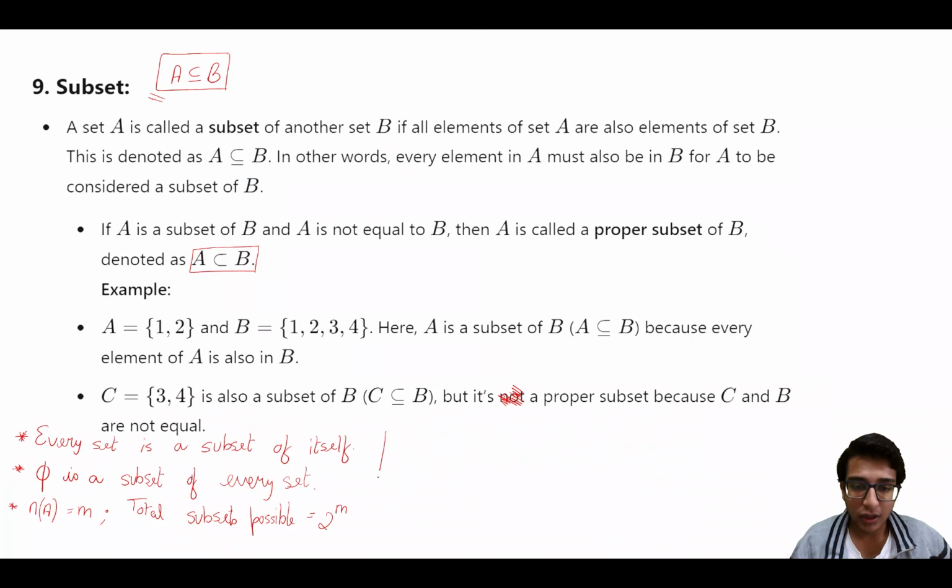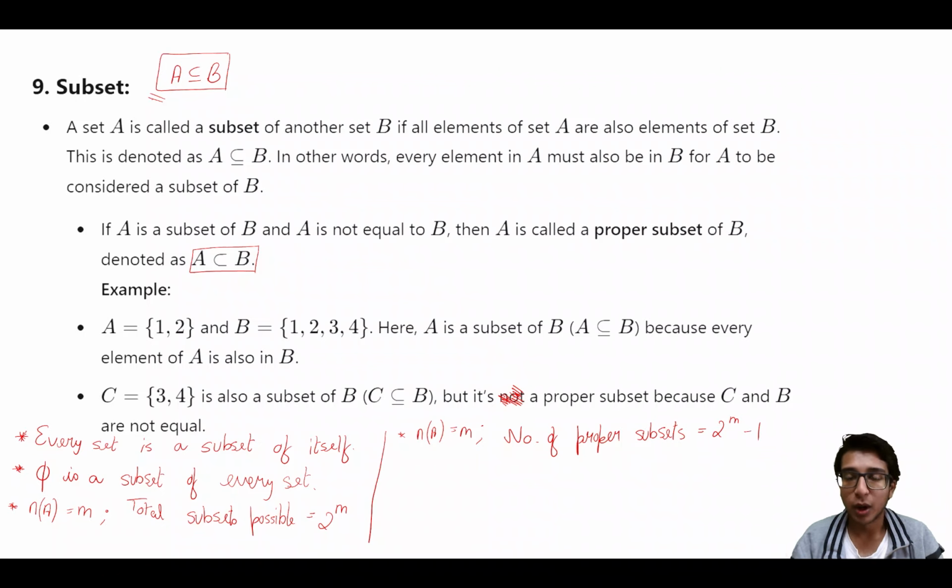Now if I was to talk about the proper subsets, let's say if I have n(A) again equals m, then number of proper subsets would be 2 to the power m minus 1, because in proper subset we do not consider the set which is equal to our set. So number of proper subsets would be equal to 2 to the power m minus 1.